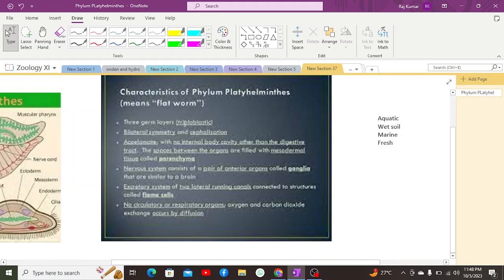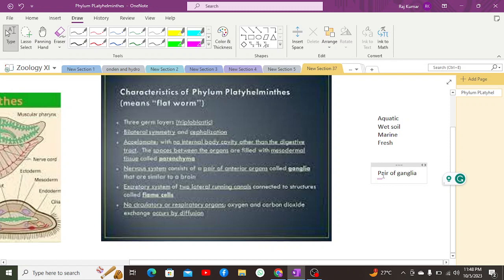Now, as you can see, they are triploblastic, having three layers: endoderm, mesoderm, and ectoderm. Mesoderm is a layer which is filled with mesodermal tissue, which is also known as parenchyma. Apart from which, their nervous system consists of a pair of ganglia. Ganglia is a collection of nerve cells.